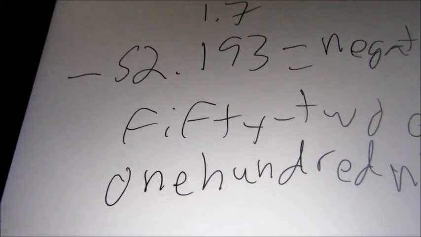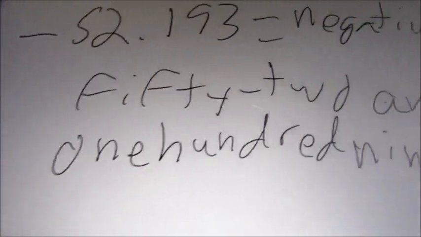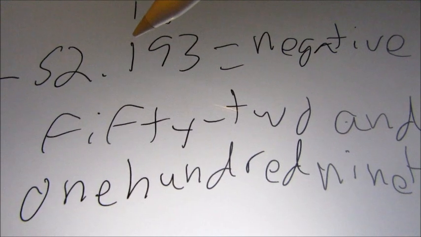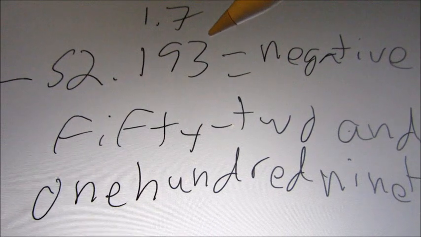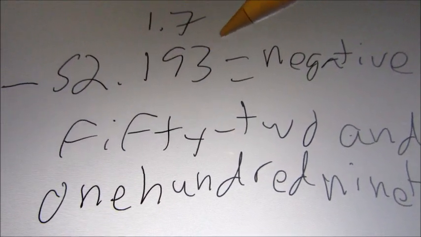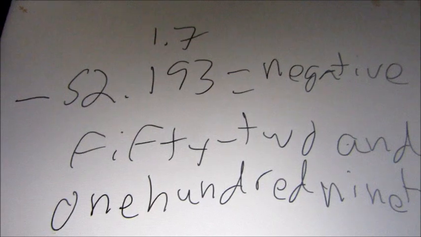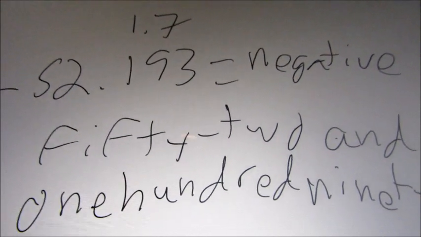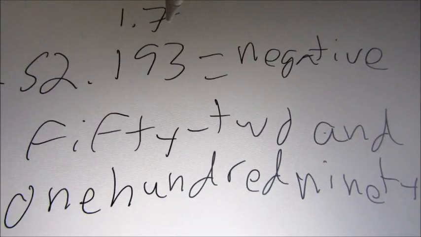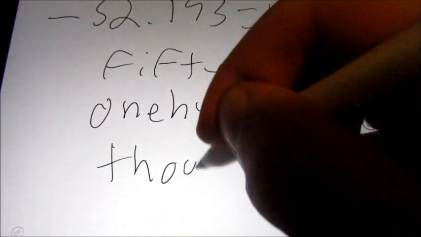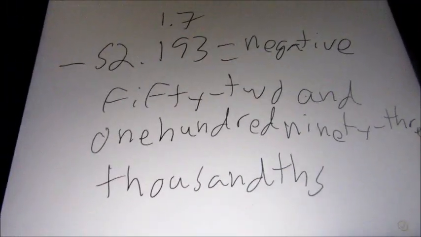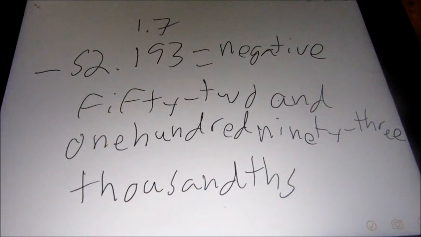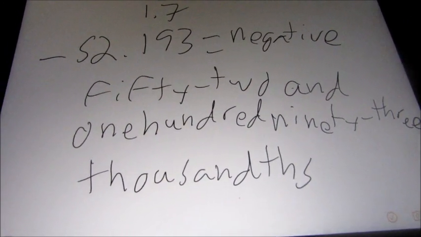And now we have to see what place it goes to. So the places are the tenths, T-E-N-T-H-S, hundredths, thousandths, the next would be 10,000ths, 100,000ths, and so on. So we have to just see what the last digit is, and it's in the thousandths spot, so that's what we have to put. So here we're going to put negative 52 and 193 thousandths.